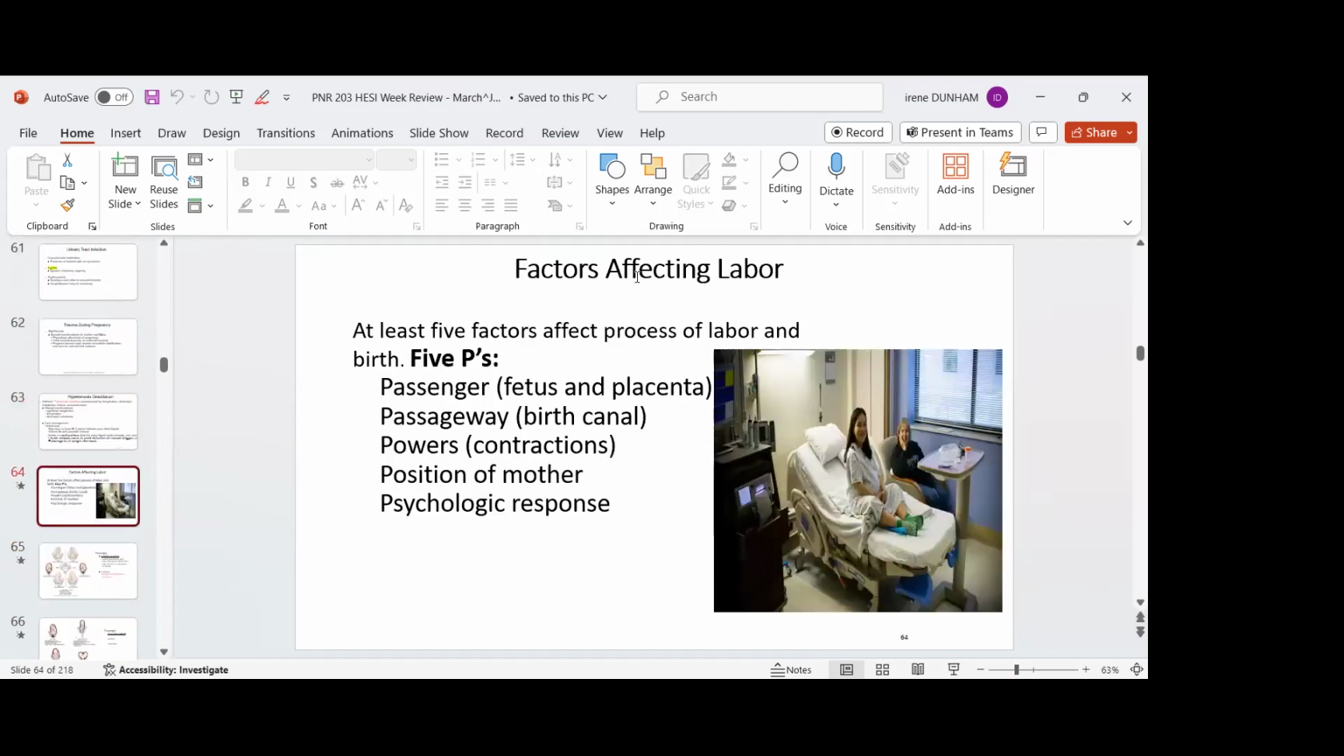All right, let's go into labor. Well, sort of go into labor, right? Nobody really wants to go into labor. They don't have to. But anyway, factors affecting labor. Remember the 5 Ps, or maybe you studied it as 4 Ps. But anyway, here they are. We have the passenger, remember the fetus and the placenta, because they're connected. The passageway, which is your birth canal. The powers, which are the contractions. We talked about that. And the position of mom, that's the L&D position that we put in there. And then the psychological response.